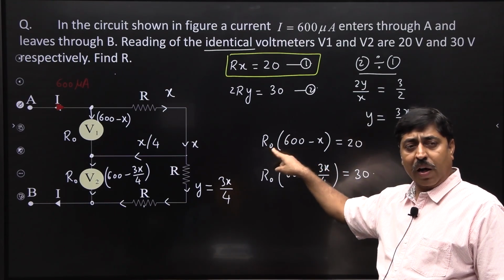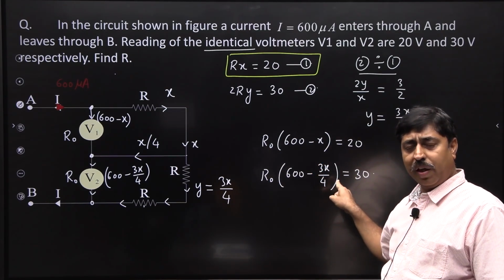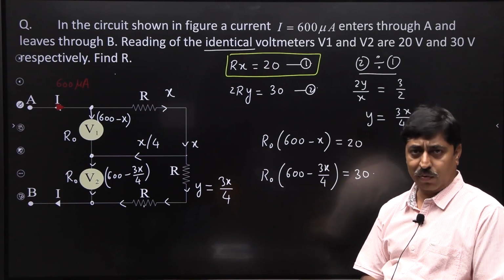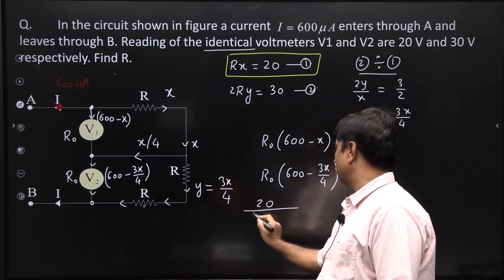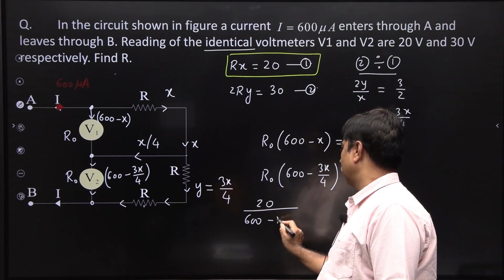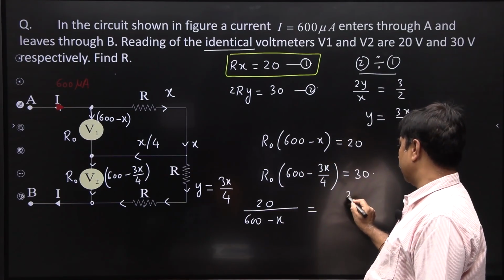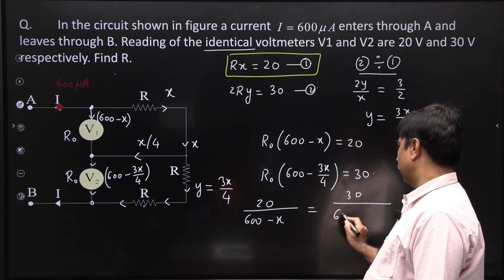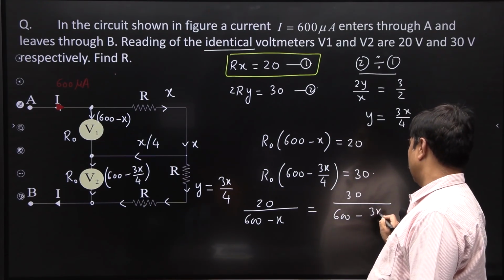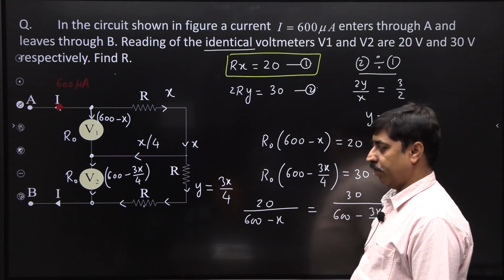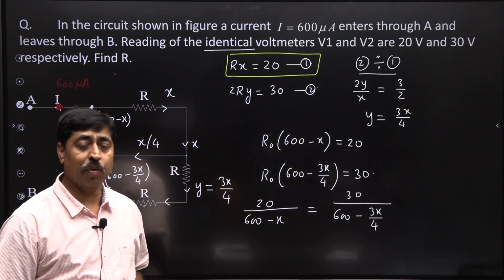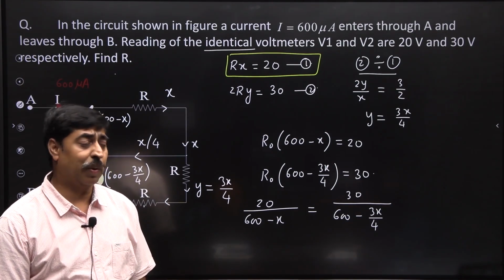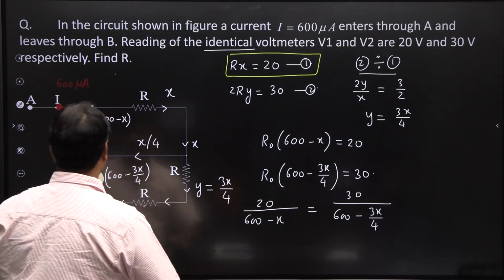I will find the value of R naught from here, I will find the value of R naught from here, and equate both the values. So, from the first equation, the value of R naught is this much, and from the second equation, the value of R naught is this much, isn't it? So, just by solving this equation, you can get the value of x.